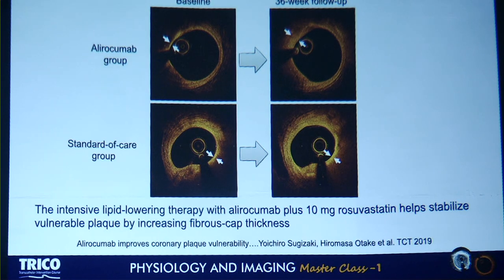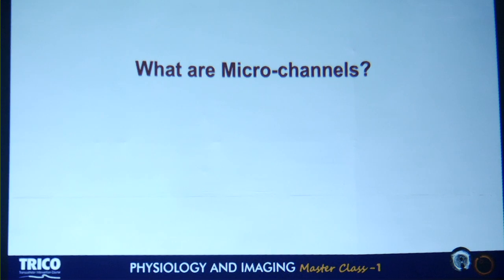This is the recent one, the data was published in TCT in 2019. Alirocumab with rosuvastatin versus rosuvastatin alone, where PCSK9 inhibition has been found not only to increase the thickness of the fibrous cap, but also reduce the size of macrophage. So this is going to be a very, very encouraging concept, and someday we will be dealing with not only plaque stabilization, but genuinely plaque regression also.